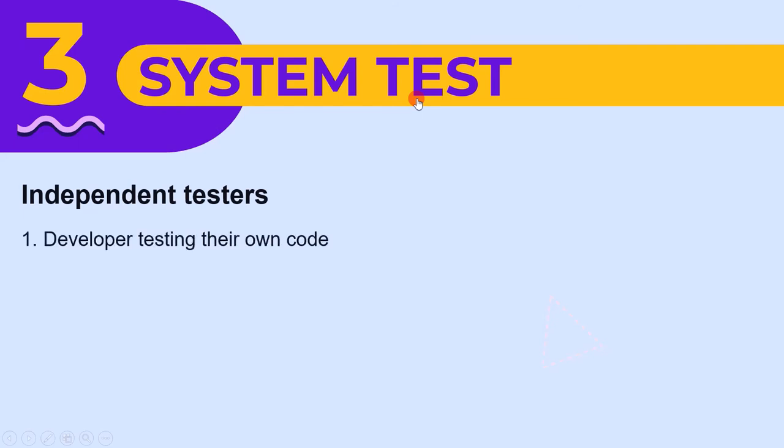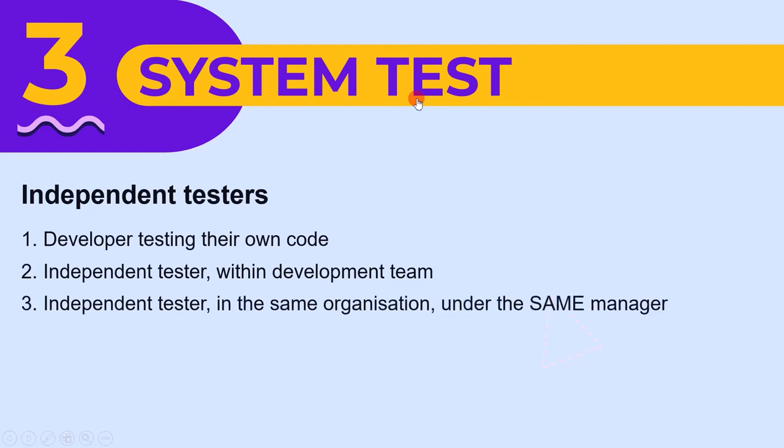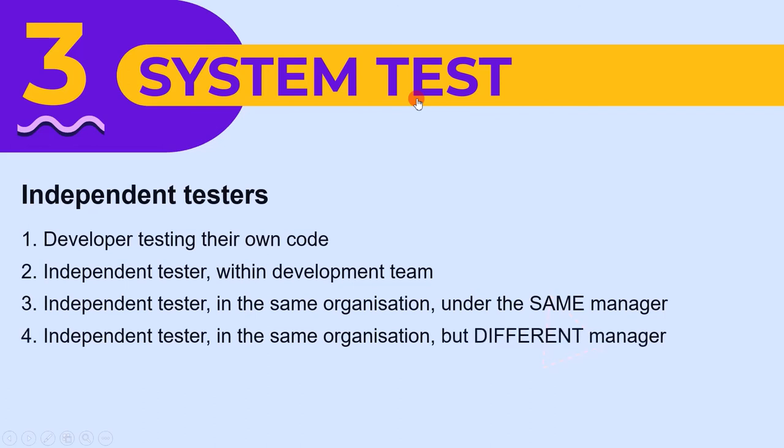The first example is developers testing their own code. Second, independent tester within the development team. Third, independent tester in the same organization under the same manager. Fourth, independent tester in the same organization but a different manager. And the last one, independent tester in a different organization. Here, the degree of independence is increasing from top to bottom. We will cover this topic in more detail in Chapter 5.